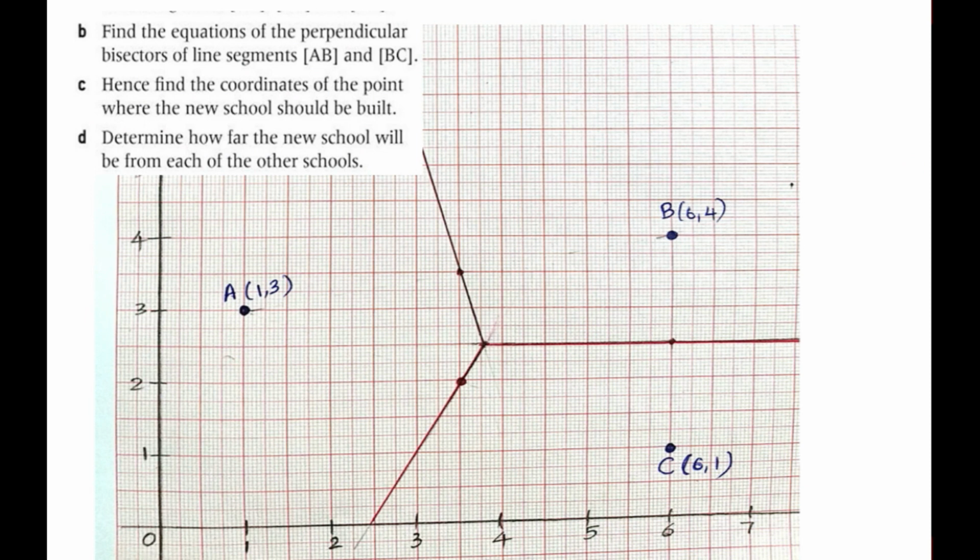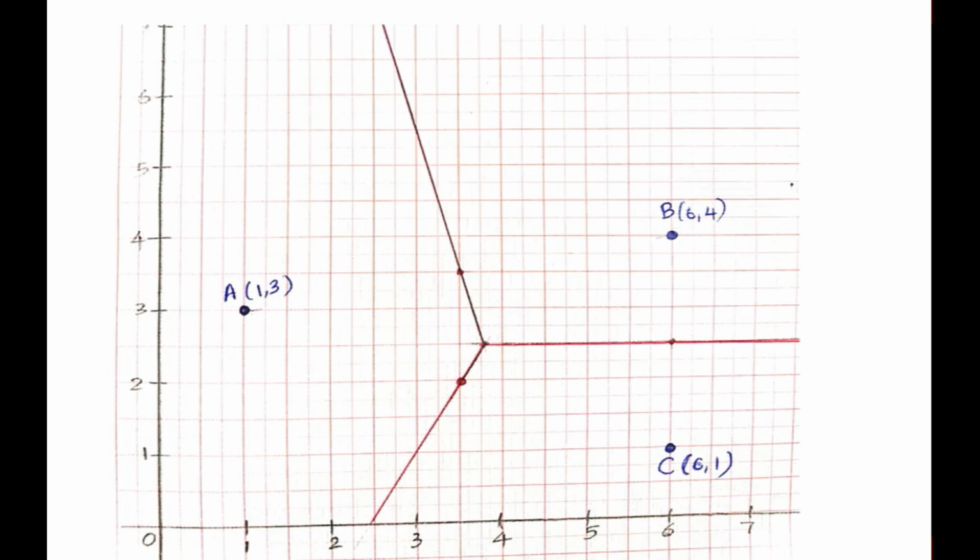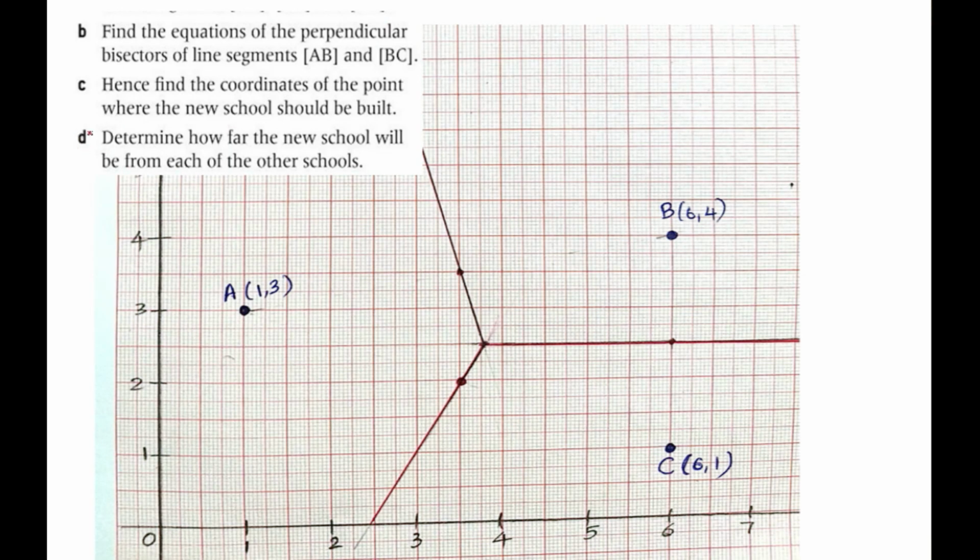Part C. Hence find the coordinates of the point where the new school should be built. The new school will be built at the meeting point of all the perpendicular bisectors, which is a point here, whose coordinates are given by 3.7, 2.5. The last part of the question is part D. Determine how far the new school will be from each of the other schools.